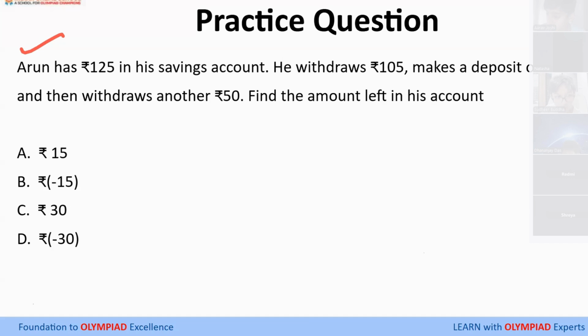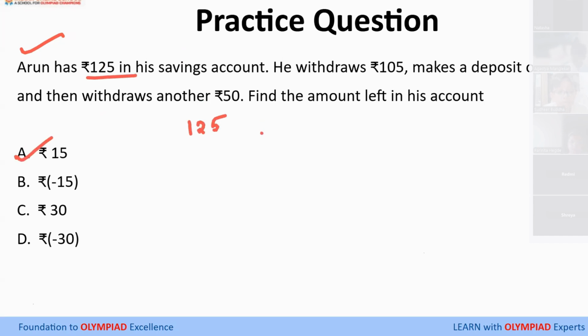Atharva? Ma'am, it's positive 15. Okay. Parinita? It's positive 15. Okay. So, see, all of you. Dhananjay, your answer is wrong, unfortunately. Positive 15 is the correct answer.